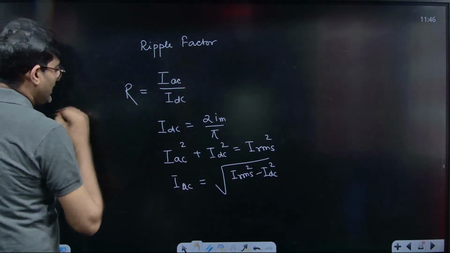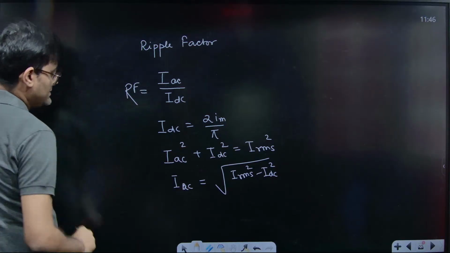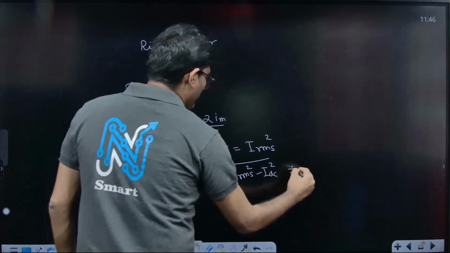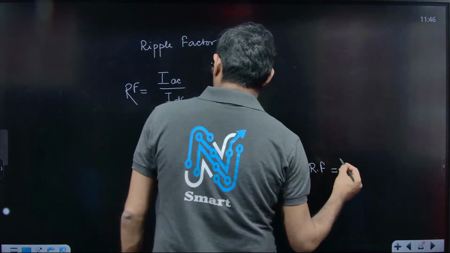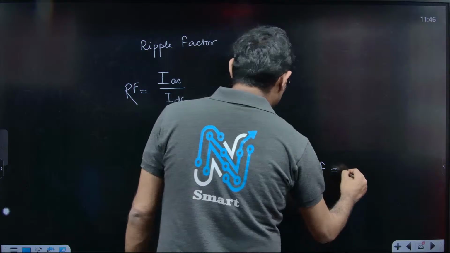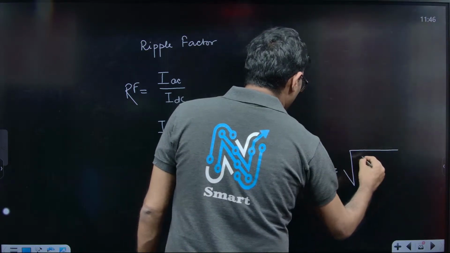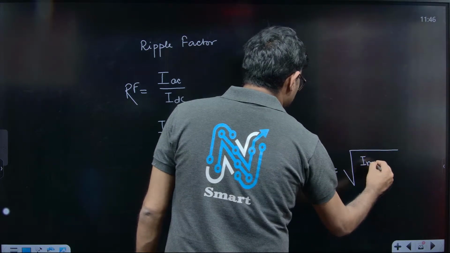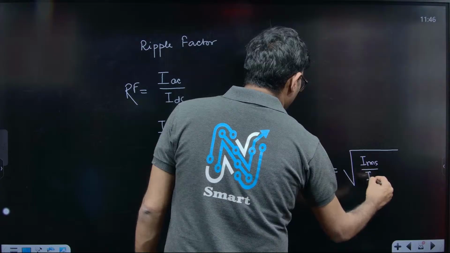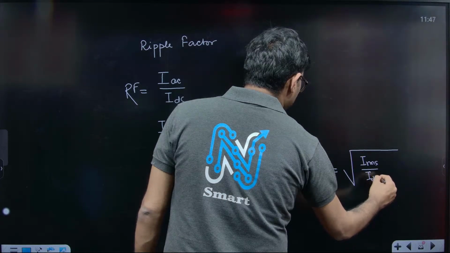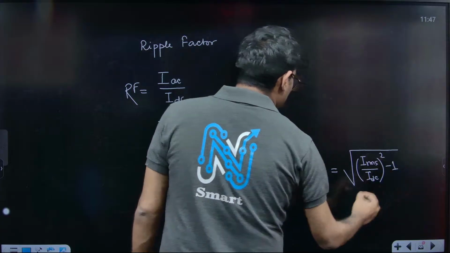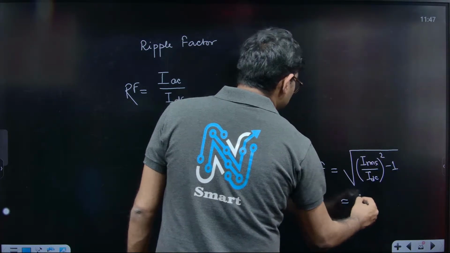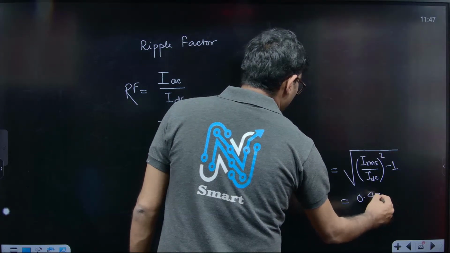Suppose I take this as RF. So what is the ripple factor? From this calculation you will get ripple factor is equal to IAC by IDC, which is root over of IRMS divided by IDC, or you can say the average current that already we have calculated, square minus 1. This figure roughly comes to be 0.48, you can remember that.